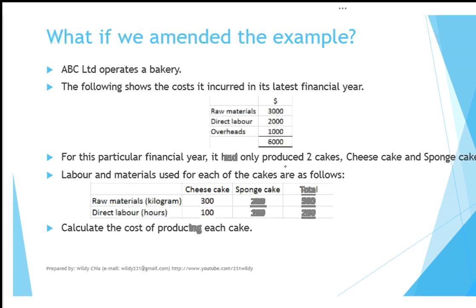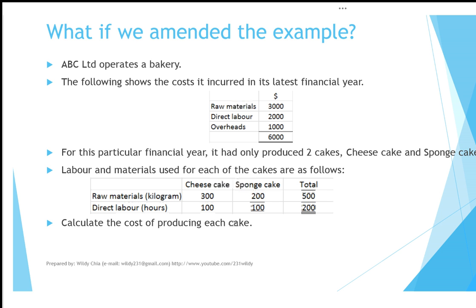So let's amend the example further, right? And you can see that this is even more challenging in this case. If I were to expand the example a bit and say that the 2 cakes being produced are cheesecake and sponge cake, now we have a very big problem. Why? Because, observe, the cheesecakes require 300 kg of raw materials, and sponge cake requires 200 kg of raw materials. Labor hours: 100 for cheesecakes, 100 for sponge cakes. Now, how then is the cost of making each cake? Let's find out.